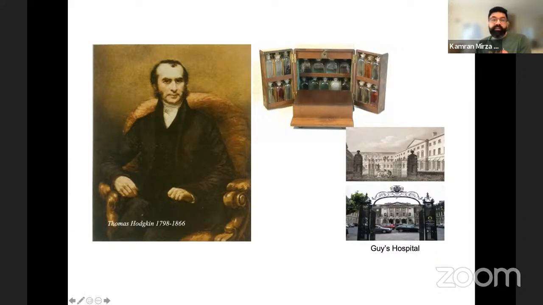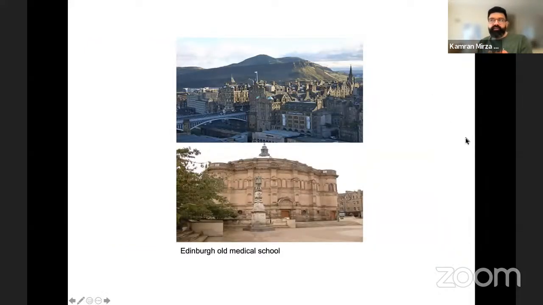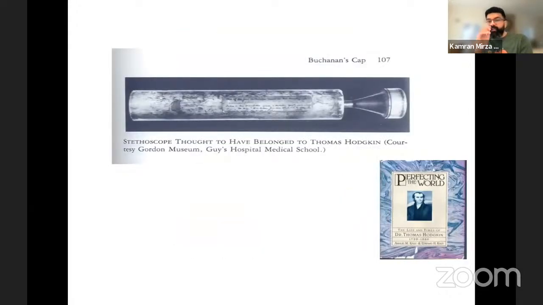So Thomas Hodgkin was an apothecary in the day. He worked at Guy's Hospital in England, and he effectively was a man of many medical talents. He knew so much, and he really wanted to push the field forward. He went to Edinburgh Old Medical School and worked there as an assistant. There were many, many things. There's a book written about him called Perfecting the World, The Life and Times of Thomas Hodgkin.